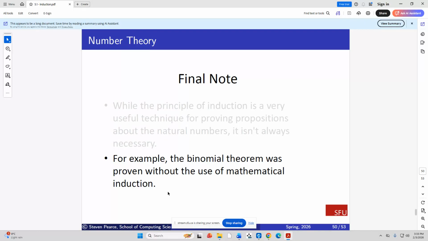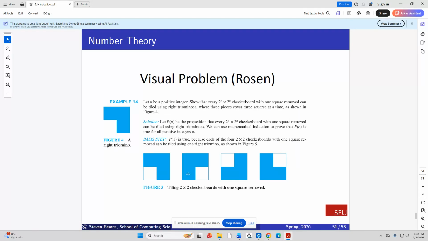There are proofs that we've seen, and there are also combinatorial arguments. There's the element argument method of set theory, and in combinatorics there's the combinatorial proof, which is a little hard to catch on to. Here's a nice visual problem. Let n be a positive integer. Show that every 2 to the n by 2 to the n checkerboard with one square removed can be tiled using right trominoes. That's a right tromino. So this is the basis step. Of course, it works. The basis step is just simply having one right tromino. So that's a 2 to the 1 by 2 to the 1, which is a 2 by 2 checkerboard.